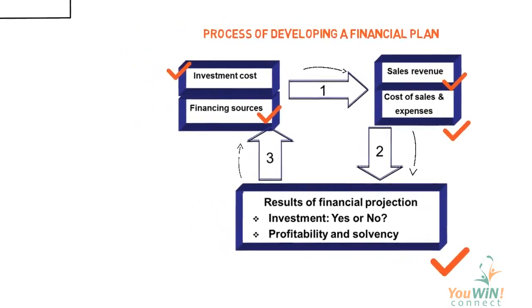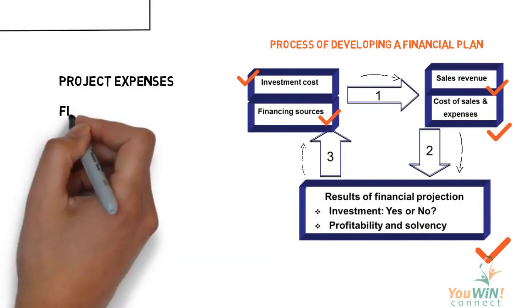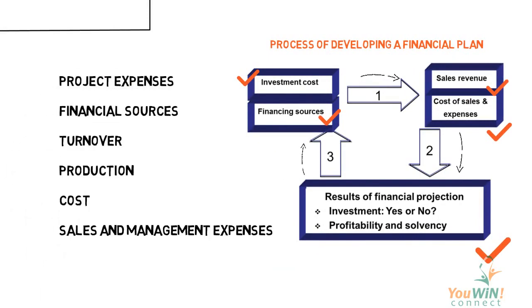Okay, so where do we get input data for the financial projections from? One, project expenses. We get this from the person managing the project or the owner of the project about the size. This is based on opinions of sales and operations department. Financial sources, estimation of the financial department. They will be able to tell where the financing will come from and what kind of mix the financing would be. Turnover will be forecast of the sales department.